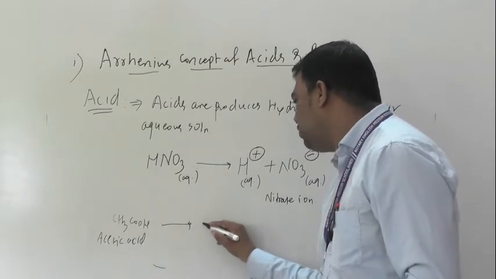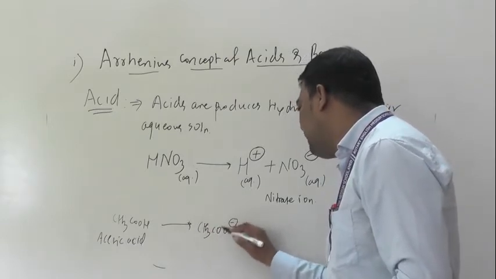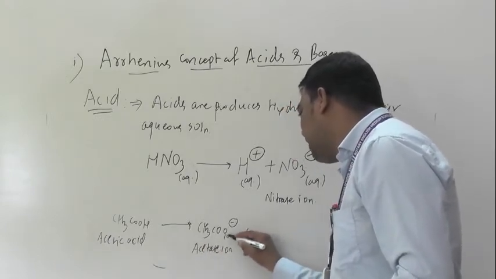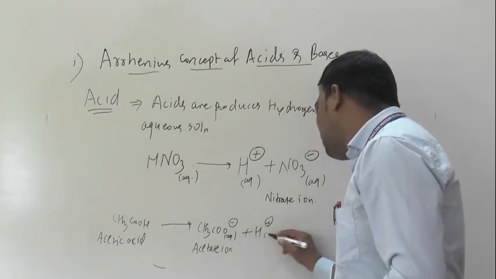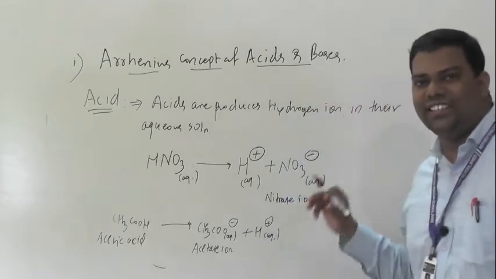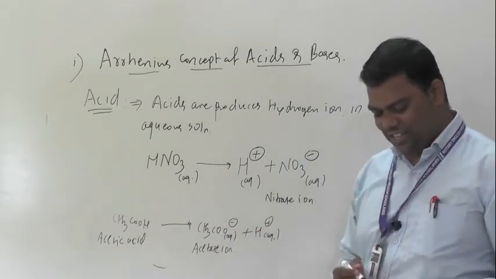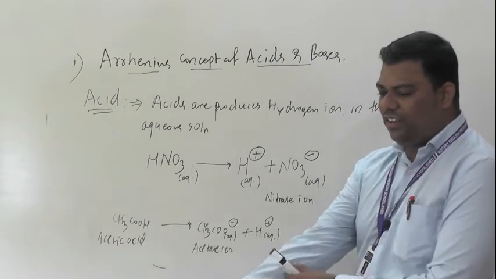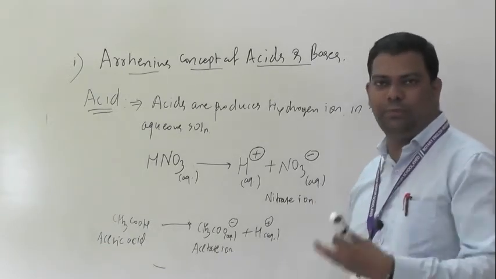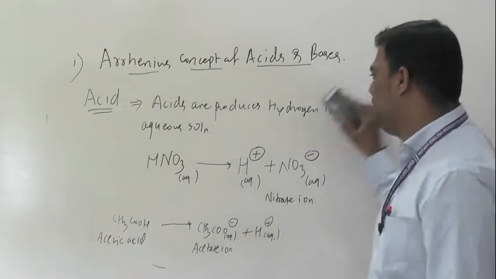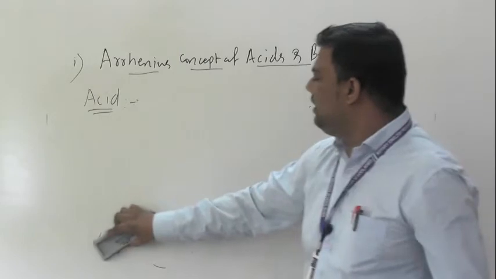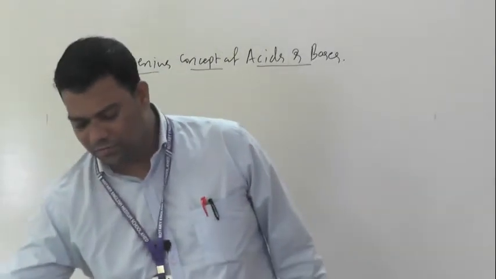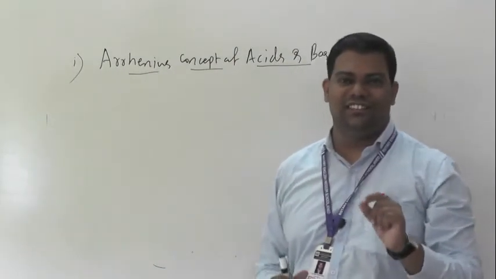Understood? So see how it dissociates: CH3COO minus, which we call the acetate ion, in aqueous state, plus H plus, which is also aqueous. So acetate ion along with H plus ions. These are some simple reactions. We will see some others also, HCl, H3PO4, and like that we can form dissociation in aqueous solution. According to Arrhenius, they are producing H plus ions in aqueous solution.